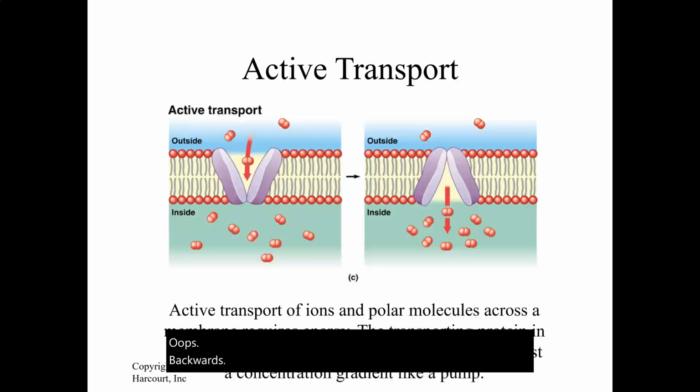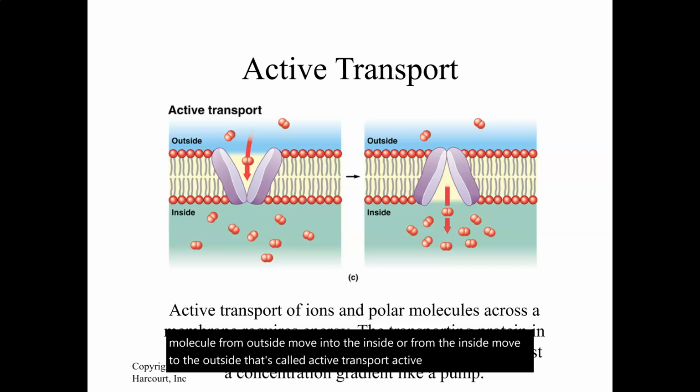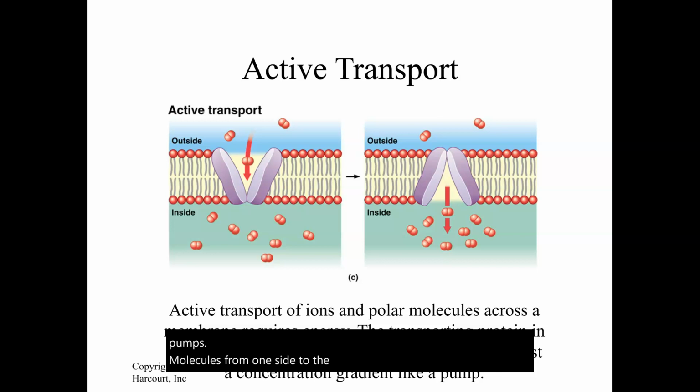The last type of transport is active transport, and this is where actually we have these proteins in the cell membrane, but these proteins actually have to use energy, cellular energy, to make a molecule from the outside move into the inside, or from the inside move to the outside. That's called active transport. Active because this protein needs energy for this to happen. It's not just a hole in the cell membrane. It's actually like a little pump where the protein actually pumps molecules from one side to the other. So that's called active transport.